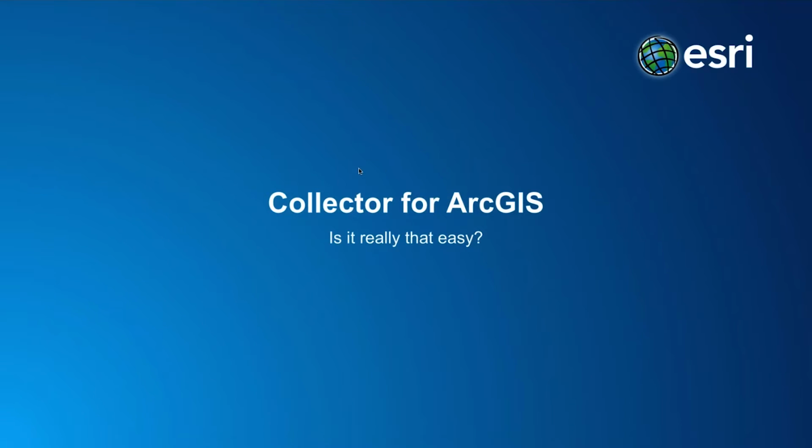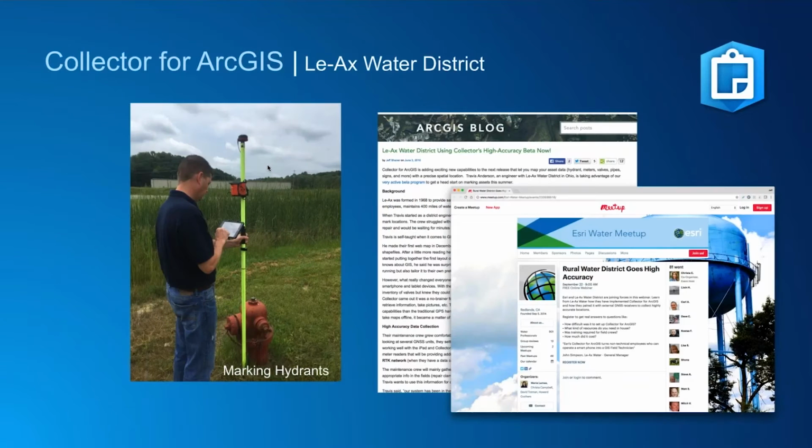So what I wanted to do is first set the agenda with a few slides. One of the things that brought this webinar to life was a story that we shared with Travis Anderson from Leax Water District, where, through the evolution of our releases of Collector, one of the key new pieces of functionality that we added in this last release was the ability to connect to external GNSS receivers. This is a picture of Travis marking fire hydrants using Collector with an EOS Aero GNSS receiver connected to Ohio State's RTK network, able to collect with extremely high accuracy.